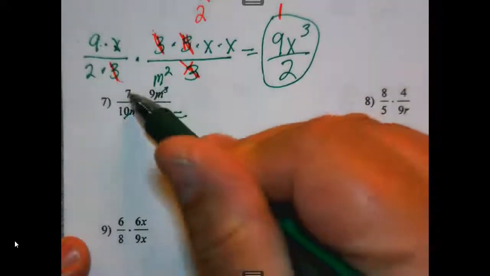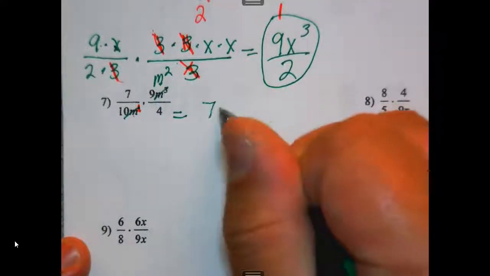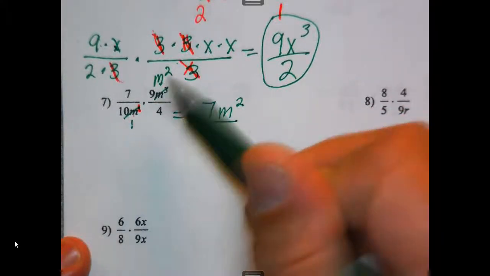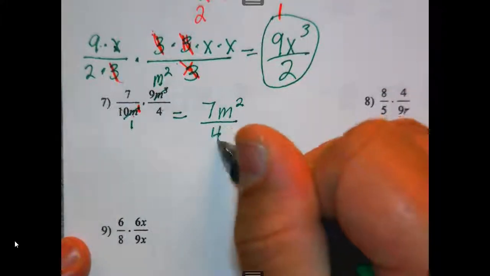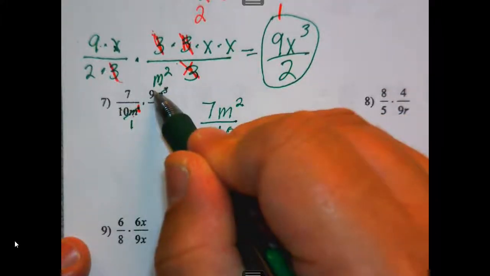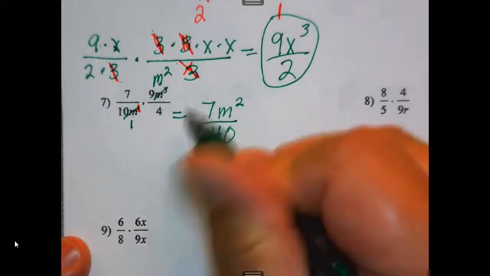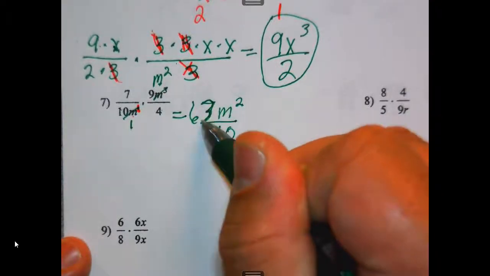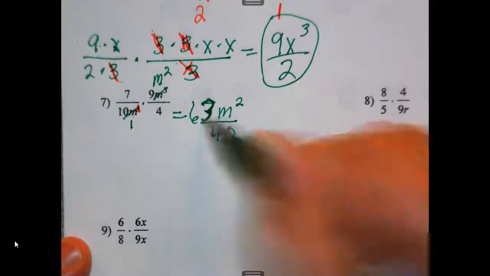So I get 7 times m squared is 7m squared. This is 1. 10 times 1 is 10 times 4 is 40. I forgot to multiply the 7 times the 9. That is 63, right? That's correct, young man.